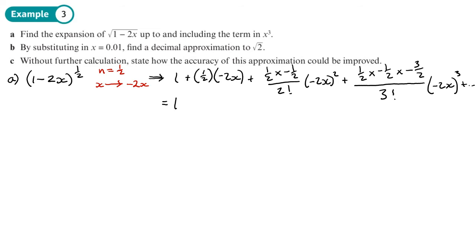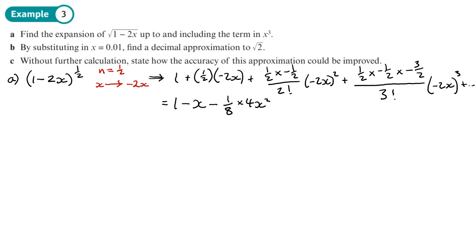So 1, the next term is going to be negative, half times 2 cancels out, so just x. The next term, now this is going to be positive here, and then there's one negative, so the next term is going to be negative as well. Then I've got a half times half is a quarter divided by 2, which is an eighth. So let's write that down. So we've got an eighth times negative 2x all squared, which is going to be 4x squared.